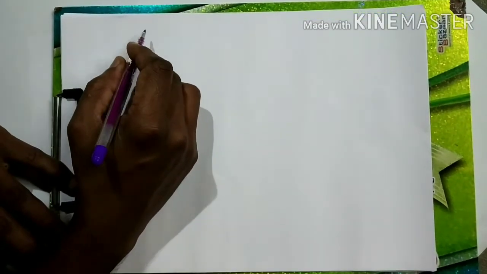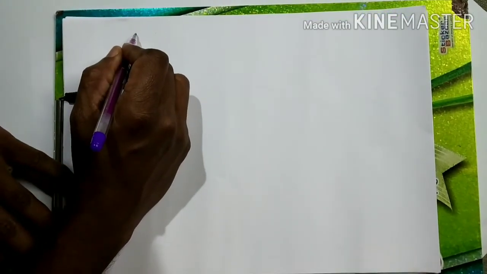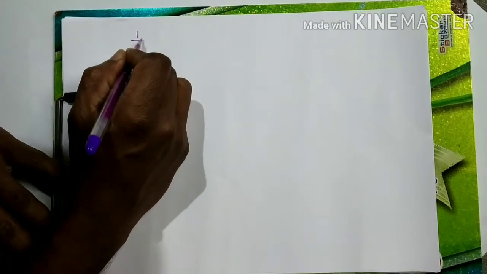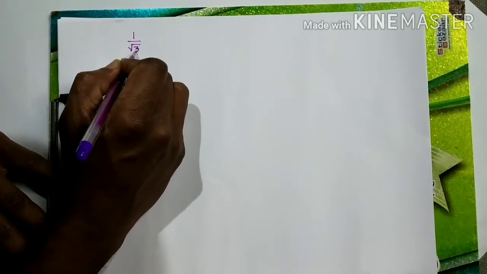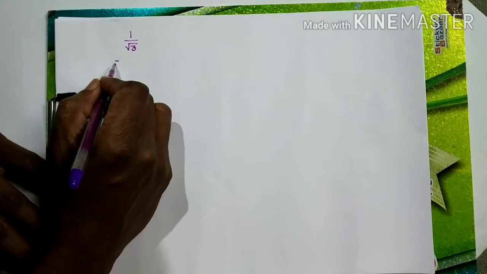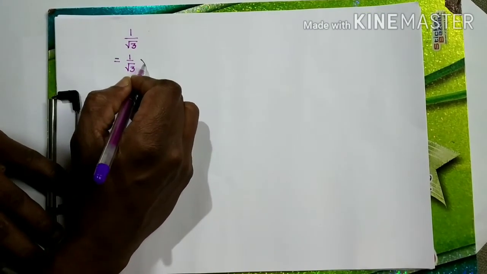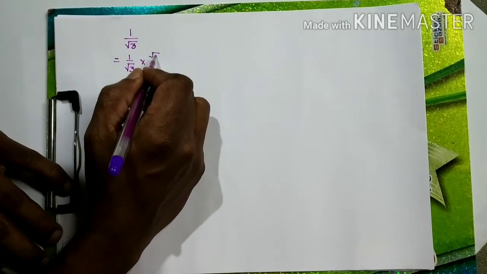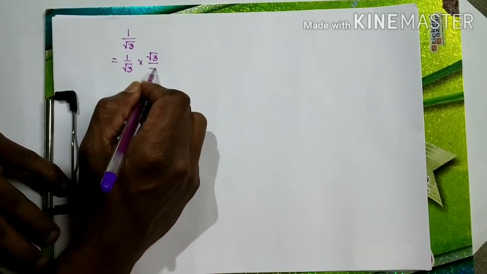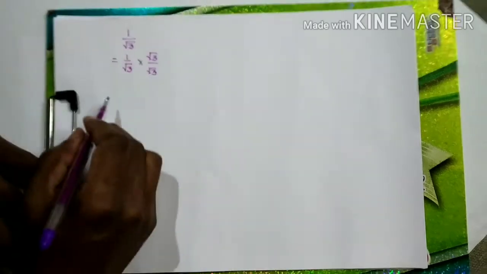Now let us solve some examples. Let us take the first example, 1 upon root 3. So what is the first step here? 1 upon root 3, multiply by root 3 divided by root 3.